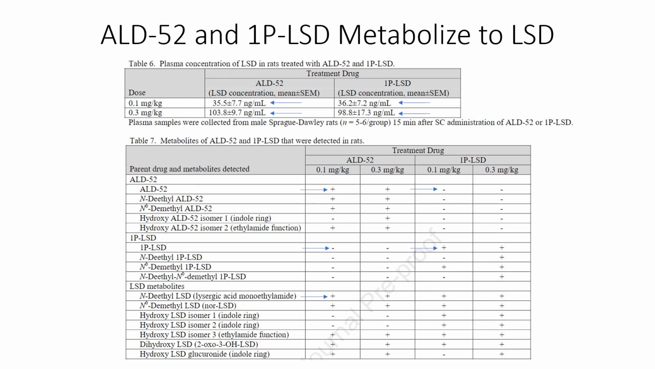We see, of course, that if we inject 1p LSD, we can detect 1p LSD inside of the blood, and we can detect LSD inside of the blood. It's interesting to think about because when you take a drug like ALD52 or 1p LSD, when your body metabolizes those drugs into LSD, those LSD molecules will get inside of your brain and bind to the receptors. Thus, you're not really just experiencing one drug, you're also experiencing a few of the metabolites that are psychoactive.